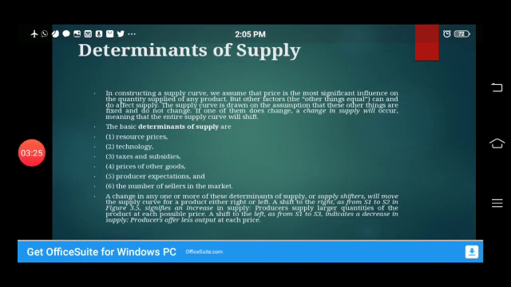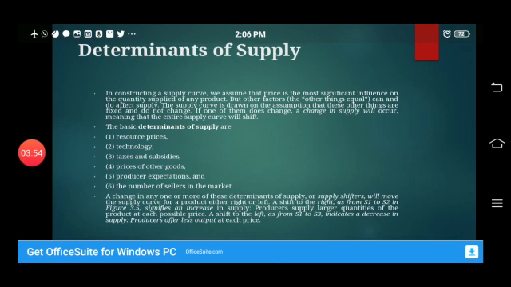Now, what are the determinants of supply? Determinants means the supply shifters, those things which will shift the supply curve. We have read in the law of supply that all other things remain constant. It means there are many other factors that can change the supply of the product. We have made all of them constant in the law of supply. So these are known as the determinants.